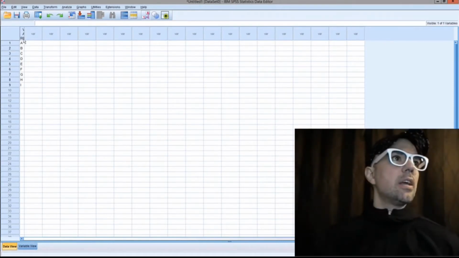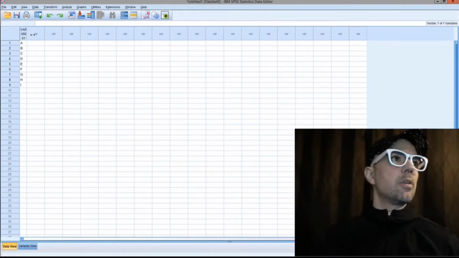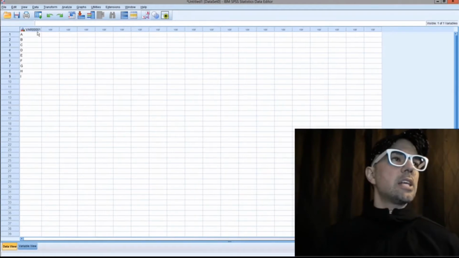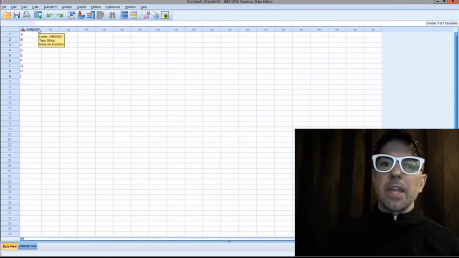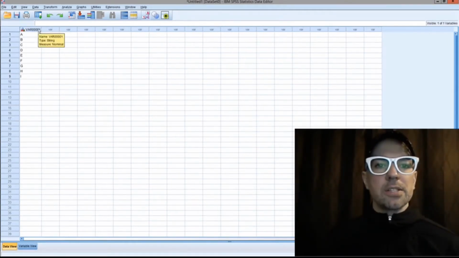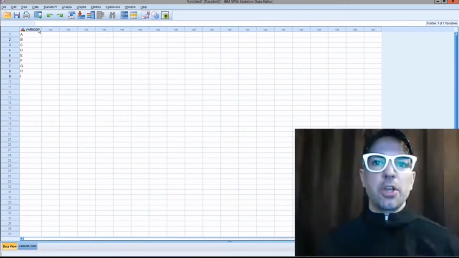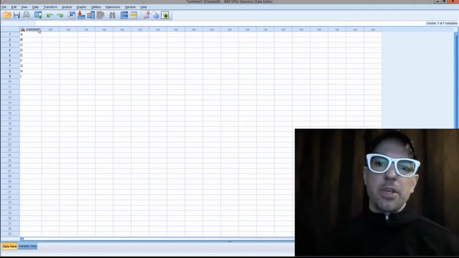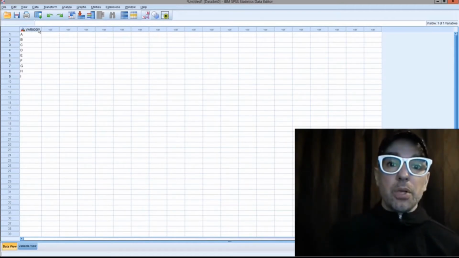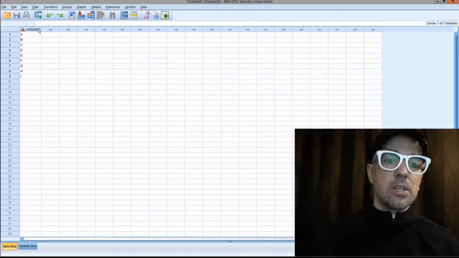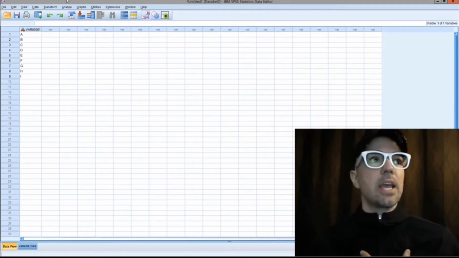And you can see here, let me just stretch that out a little bit for you. SPSS has named that row of letters var00001. Horrible name for human beings, horrible name for the human mind, excellent name for a computer. If you're a computer, that would make complete sense to you. We're humans. It doesn't make any sense to us.